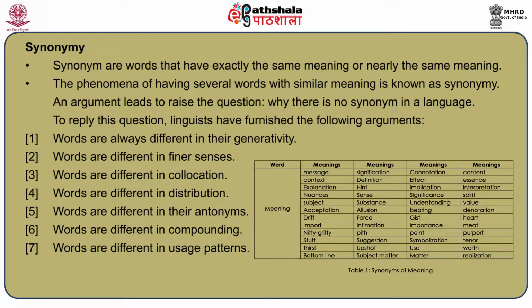Words are always different in their generativity. Words are different in their finer senses. Words are different in collocation. Words are different in distribution. Words are different in their antonyms. Words are different in compounding. Words are different in usage patterns. Due to the reasons stated above, it is better to assume that words are not synonyms, but some words are nearest in sense or similar in meaning in a language.